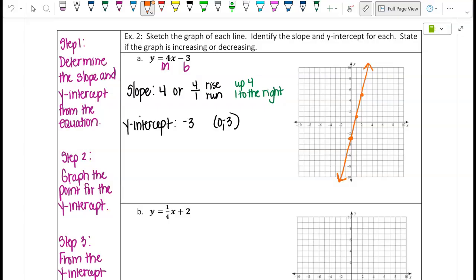And then the last thing they ask me is, is the graph increasing or decreasing? So is this graph increasing or decreasing as I read it from left to right? So is it going up or is it going down? Up, so this means it would be increasing. And again, we know that because it has a positive slope. So that's how we take the information in slope-intercept form to graph a line.